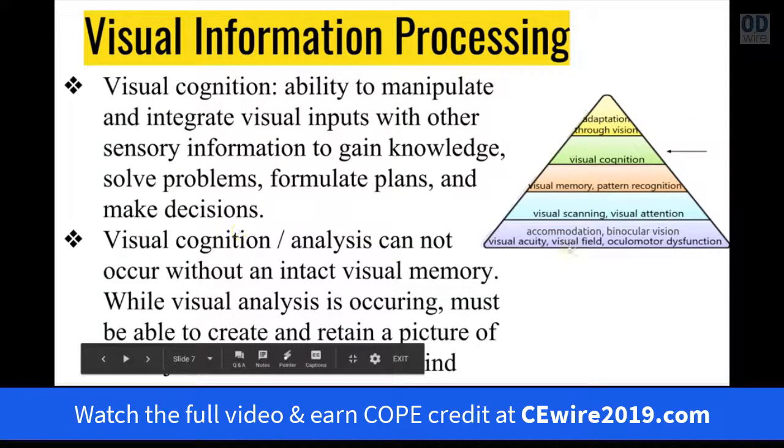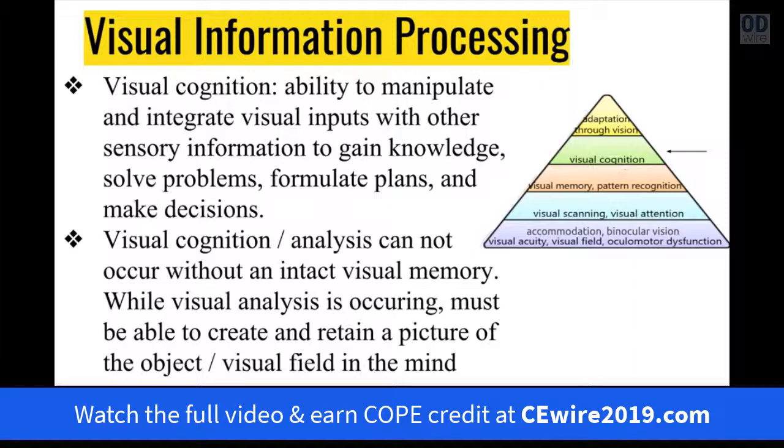If we move down to the second stage, visual cognition, that's the ability to manipulate and integrate visual inputs with other sensor information so that we can gain knowledge, solve problems, formulate plans, and make decisions. And visual cognition or visual analysis cannot occur without an intact visual memory, because while visual analysis is occurring, we must be able to create and to retain a picture of the object or the visual field in our mind.